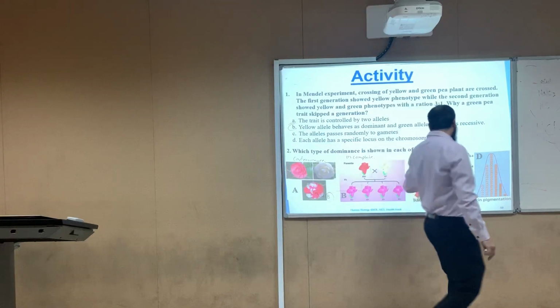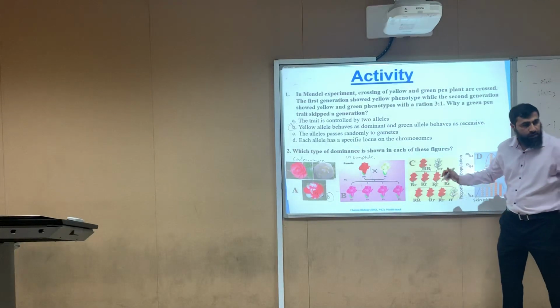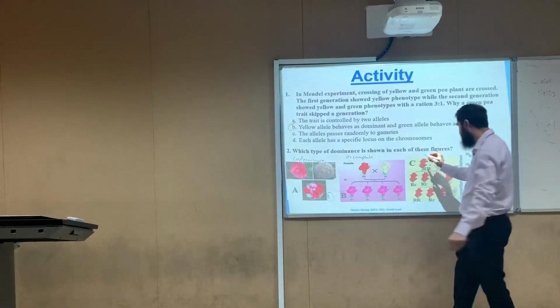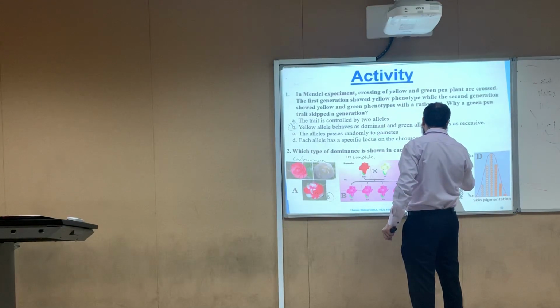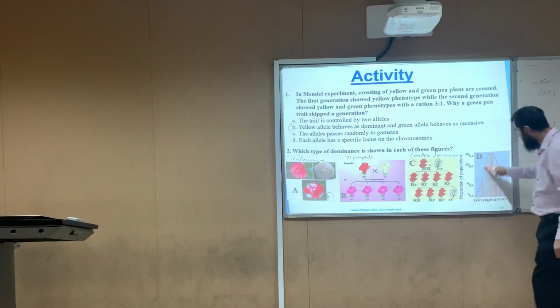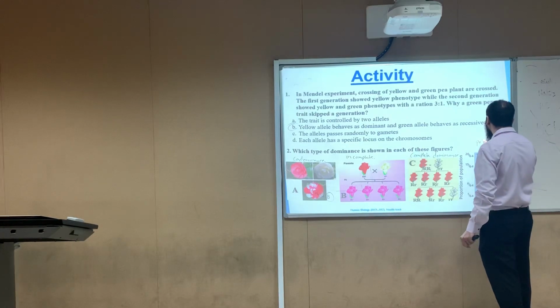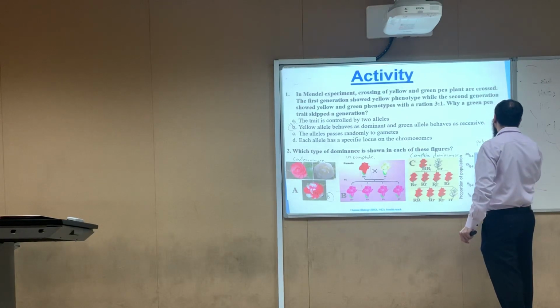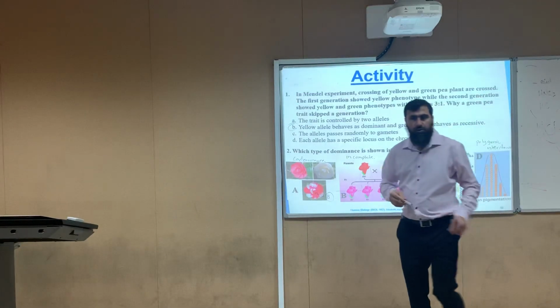You cross a red and a white flower, and most of them are red. Heterozygous. Complete dominance. B, yeah. And you get a variation here. Polygenic inheritance. Polygenic, okay? So we got that?